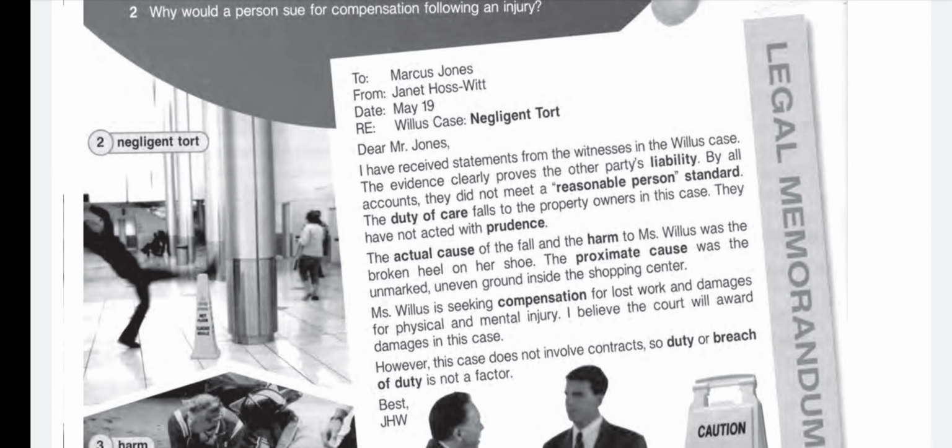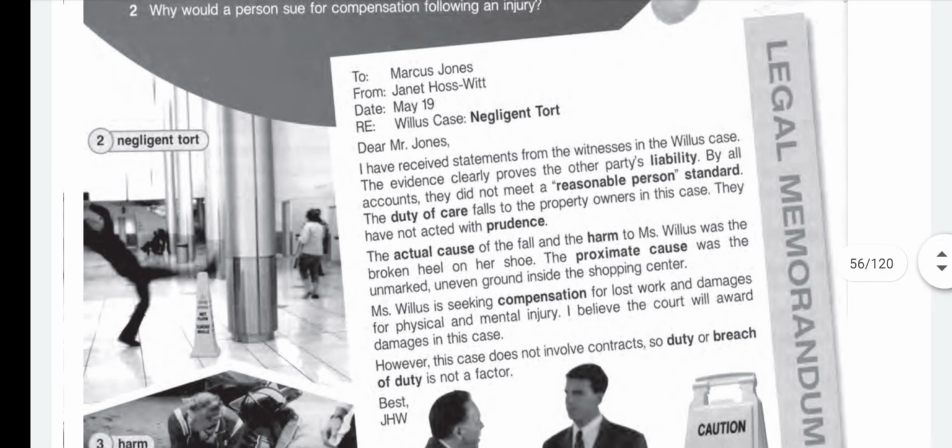Next here, when we talk about harm, we have two sorts of causes. There is actual cause and then there is proximate cause.